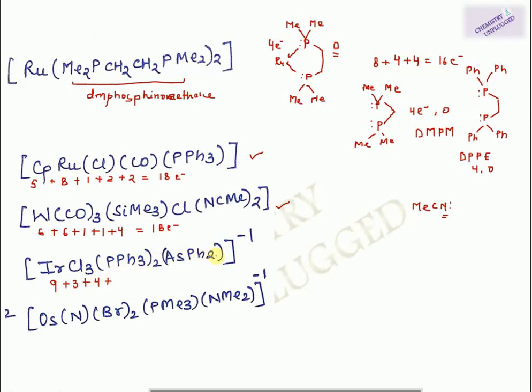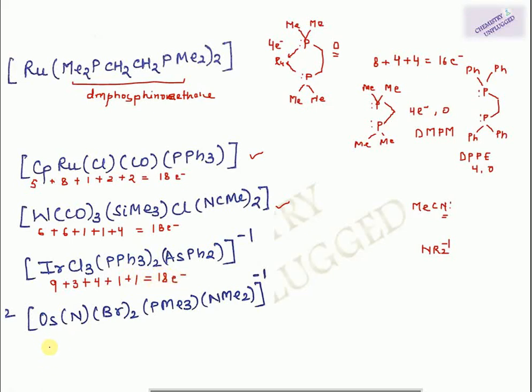Then we have AsPh2. You can compare arsenic with nitrogen because both belong to the same group. So you can write it like NR2. When we have NR2 it has -1 charge, so it will provide 1 electron. Similarly, it will also provide 1 electron. And this complex also has -1 charge, so we have to add this one. So the total will become 18 electrons.